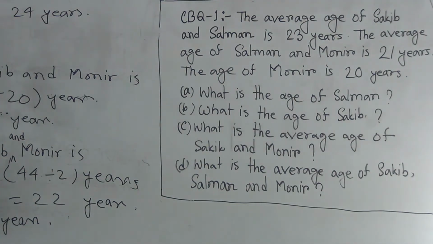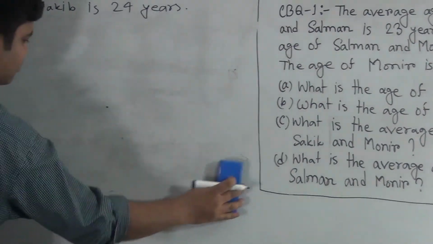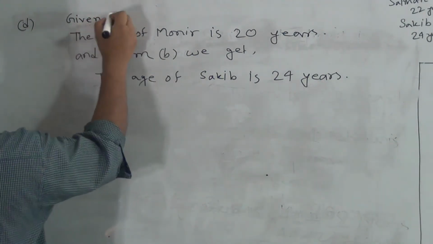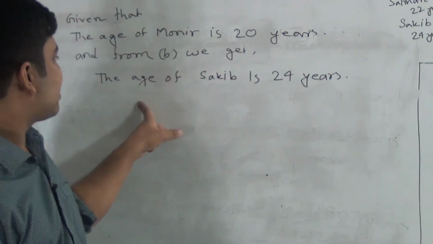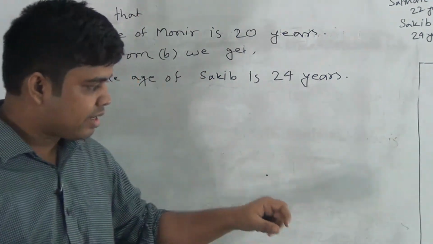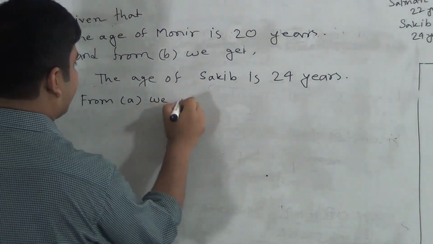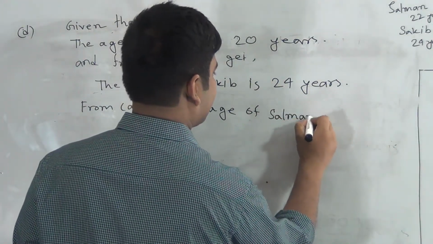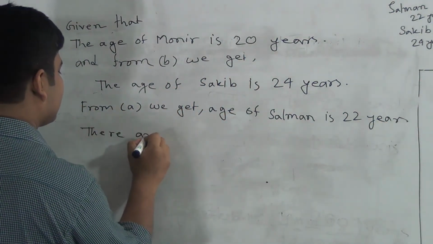What is the average age of Shakib, Salman and Monir? So question number D. Here this is also written, given that the age of Monir is 20 years. From B we get the age of Shakib is 24 years, and from A we get the age of Salman is 22 years. So here there are 3 persons.